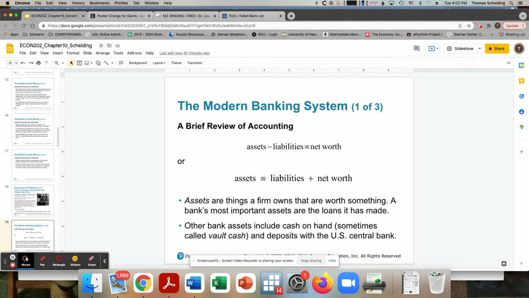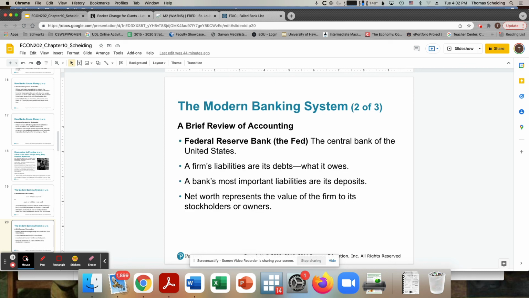Okay. So let's look briefly at the way the accounting would work here. From a balance sheet perspective, when we look at the bank, it would be assets on the left-hand side of the balance sheet, and then liabilities plus shareholder equity or net worth on the right-hand side. And those two need to be equal. Assets need to equal liabilities plus the net worth, the shareholder equity.